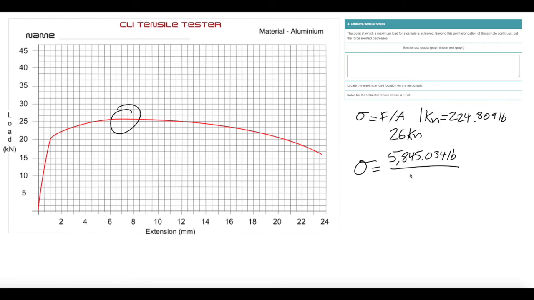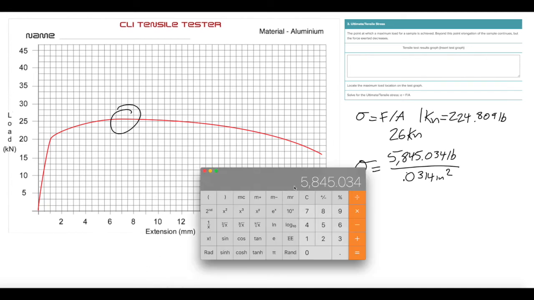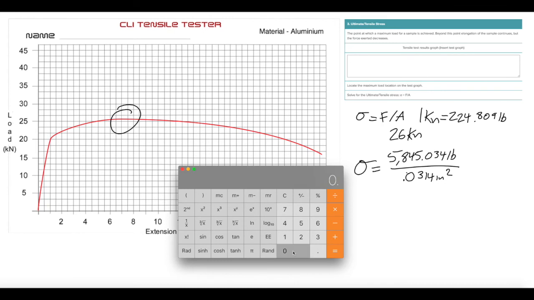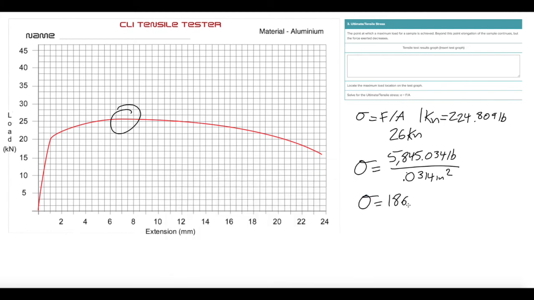The good thing is the area of our dog bone didn't change because they're all the same size, so we can reuse that number. If you remember, it was 0.0314 inches squared. Now we just need to get out the calculator again and run this calculation. I'm going to divide it by 0.0314, and I get 186,000, and I can round down to just 186. So my answer for this one is going to be 186,000 PSI. Remember, pounds per square inch, PSI. All right, number 3 done.